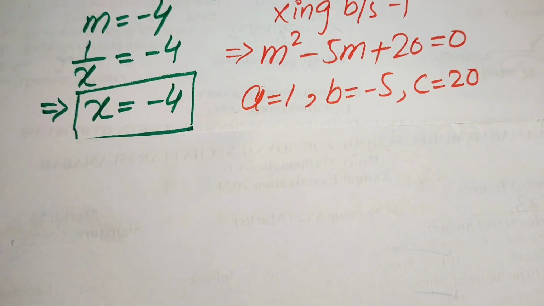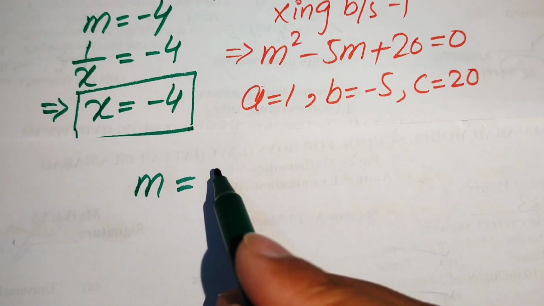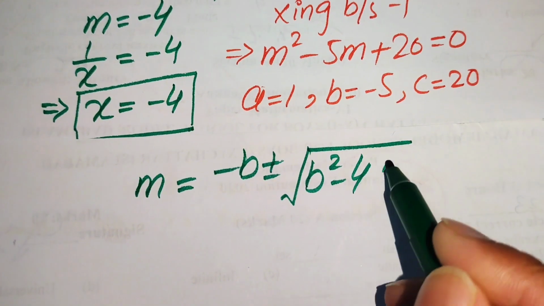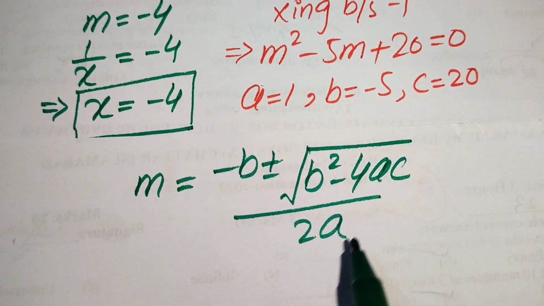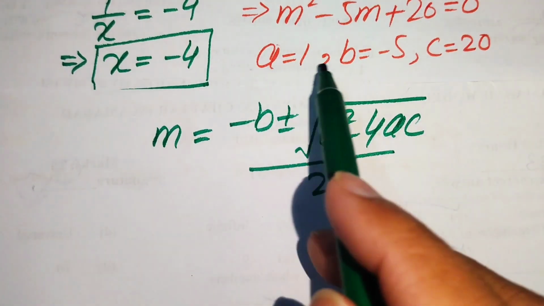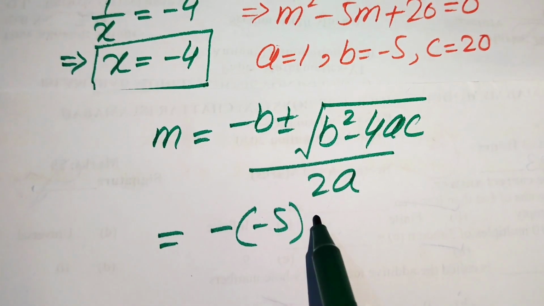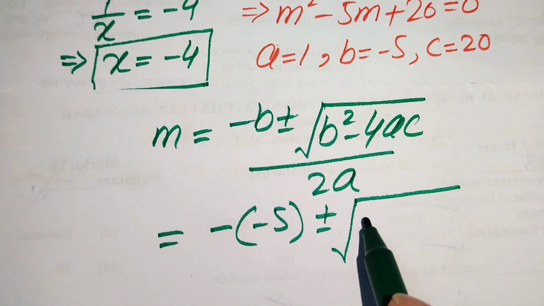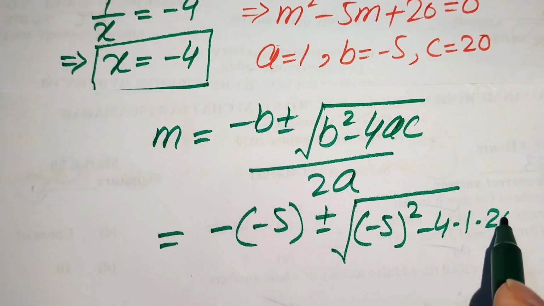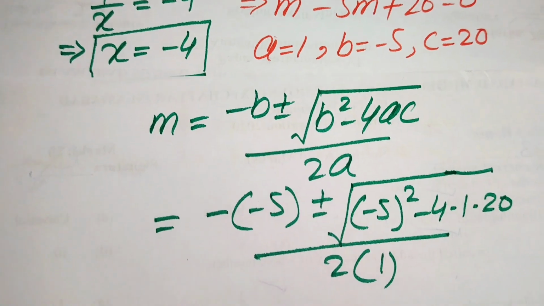Now we need to apply the quadratic formula, and you know about this formula. m equals minus b plus minus square root of b squared minus 4ac, divided by 2a. This is known as the quadratic formula. Now we substitute these values of a, b and c in this formula, and it is written as minus b, and the value of b is minus 5, plus minus square root of b squared, where b is minus 5 squared, minus 4 times a, which is 1, times c, which is 20, and it is divided by 2 times a, and our a is equal to 1.